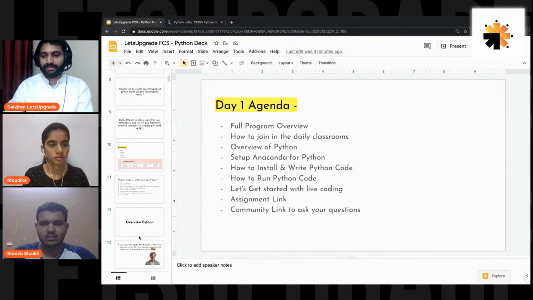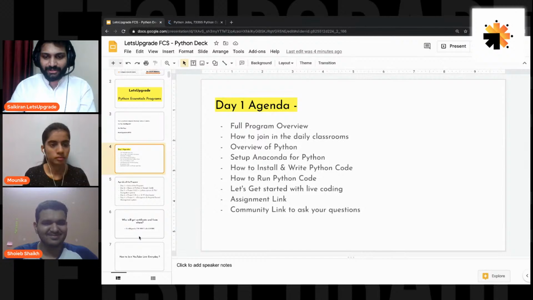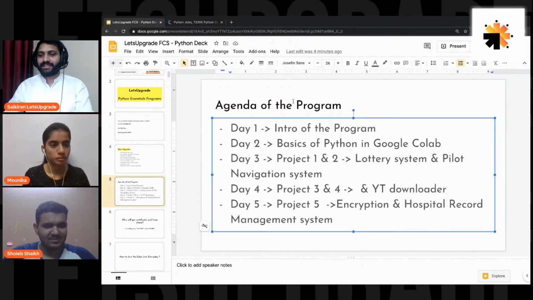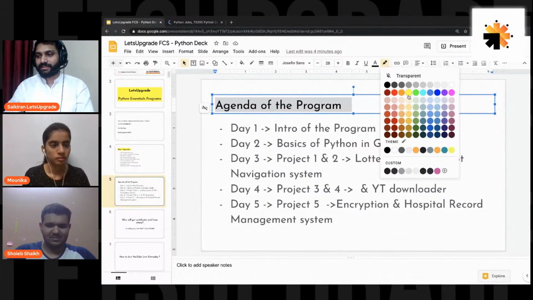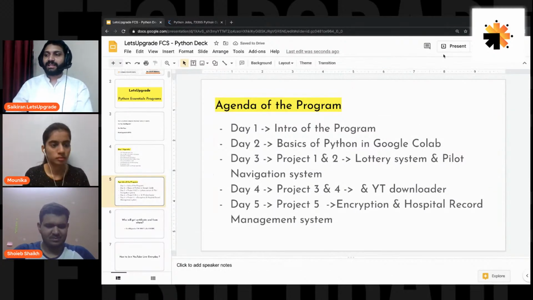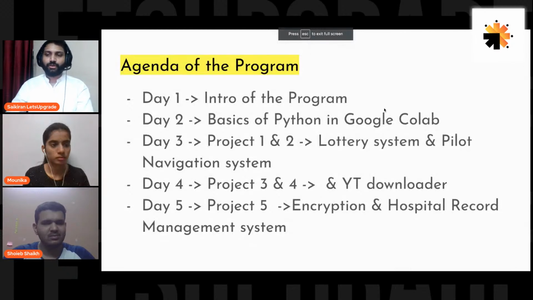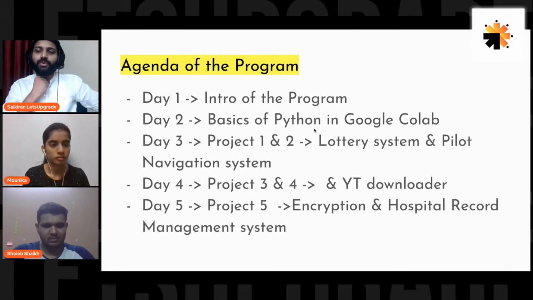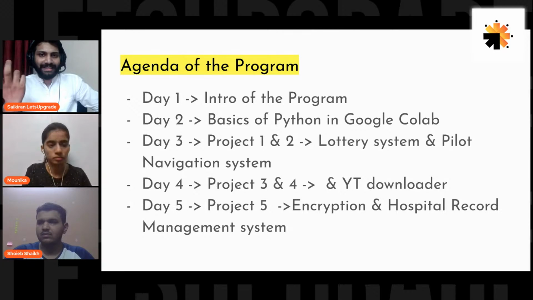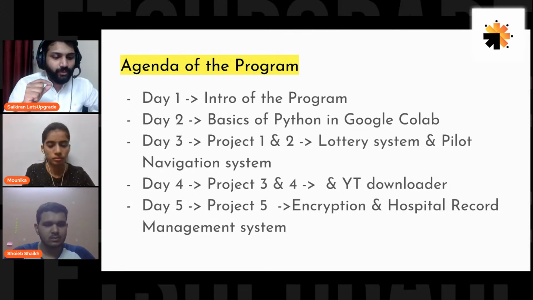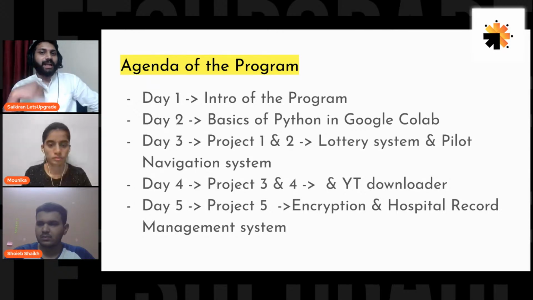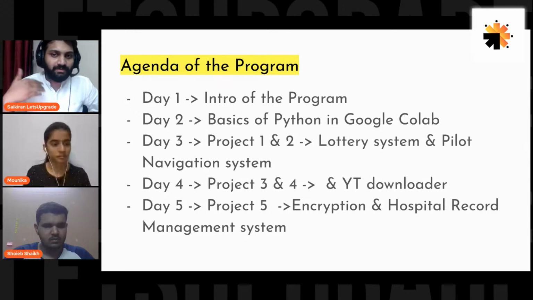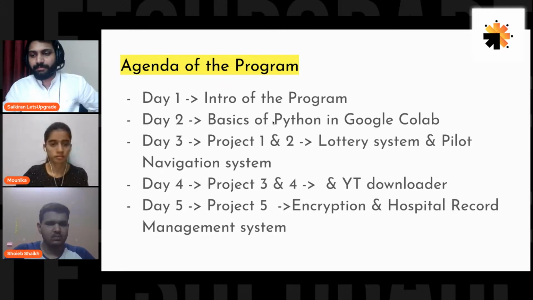So this is not the day one agenda. Day one agenda I'll show you. So I have my own day one agenda. This is the agenda of the program. Day one agenda is all about the intro of the program. We will be introducing you to what all things you will be learning here, and an introduction to Python programming also we will be providing you today on day one. Today's class is going to be of only 45 minutes. By 7:45 we will say bye bye, and tomorrow again same time, 7 to 8 p.m., we will meet. Tomorrow we will be learning basics of Python in Google Colab. Day 3 we will be building two projects. One of the projects is going to be a lottery system.